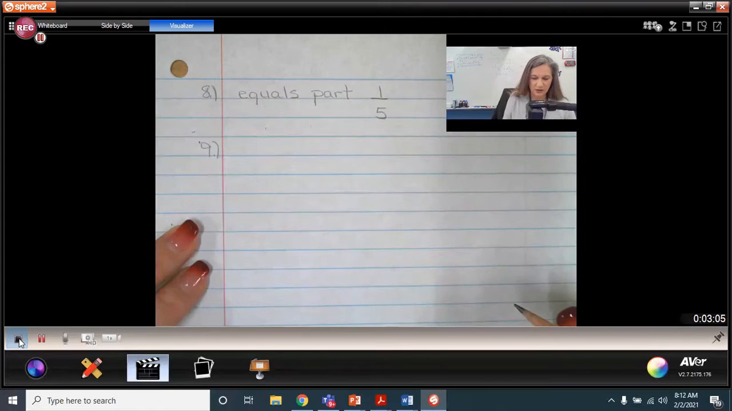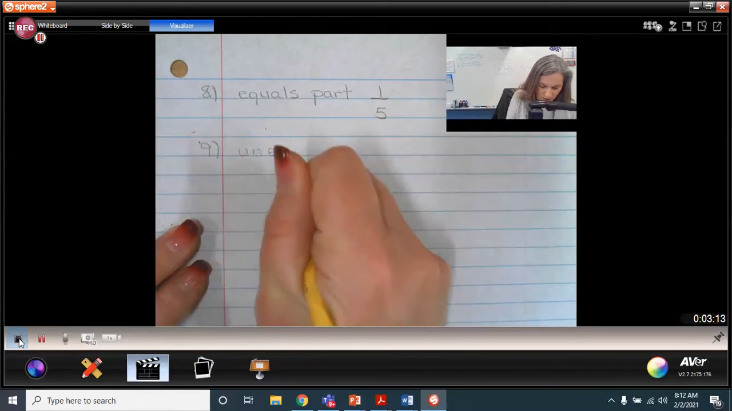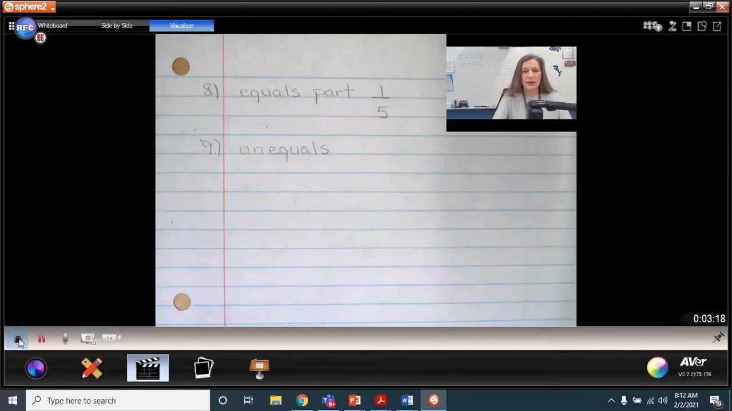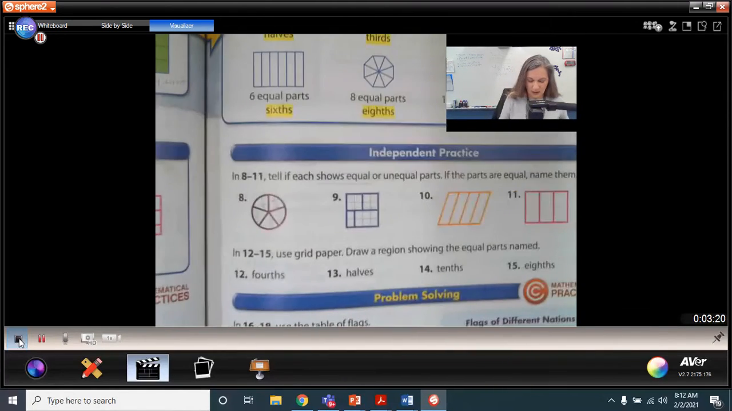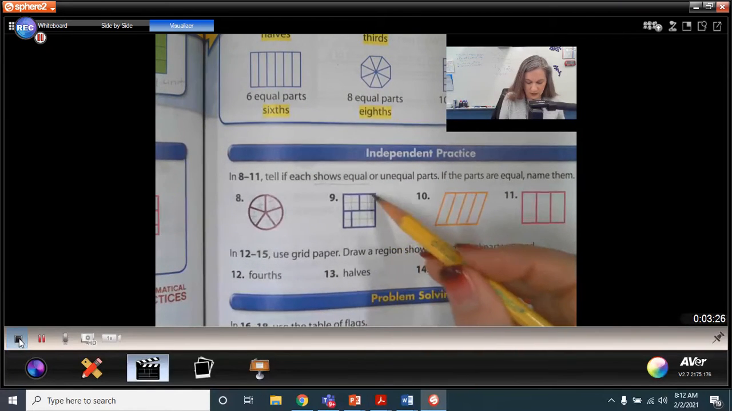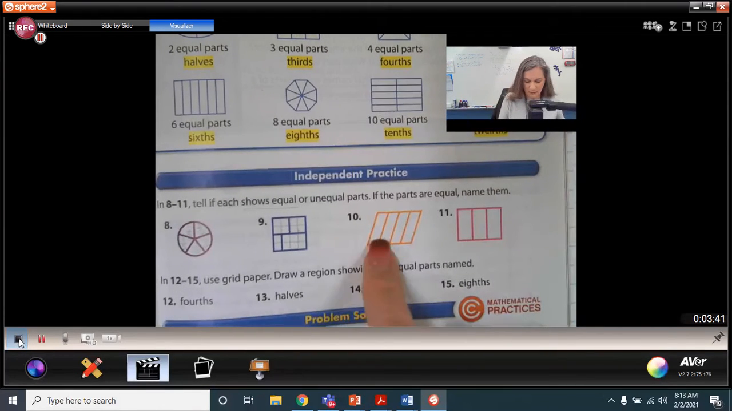Number 9 is a square, and it is not broken up into equal parts. So we are going to say that these are unequal parts. There are 4 parts, but they are not equal in size. The reason we know that is because this is on grid paper. These are equal in size because we know there are 4 squares in each of these. But this section right here only has 2, and this section has 6 square units. So these are not partitioned equally. They're unequal. So let's take a look at number 10 real quickly.